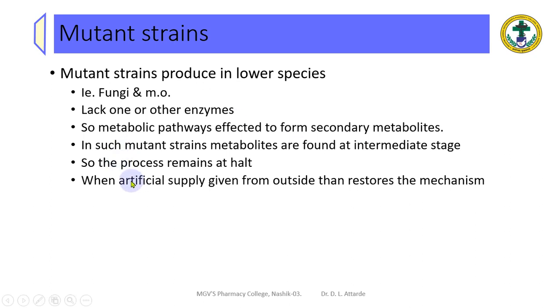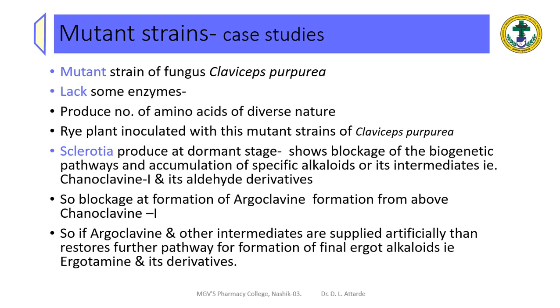So when artificial supply is given from outside, it restores the mechanism. This halt is important for us to know which is the intermediate, at which point it's stuck, and then we can determine, yes, this is the intermediate. So as a case study, this is studied with Claviceps purpurea. This is a fungus which infects the rye plant. A rye plant is like your wheat plant.